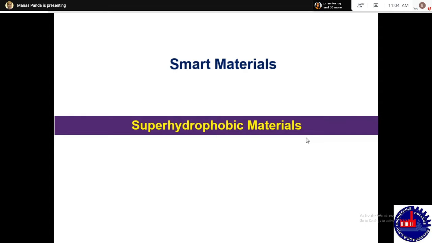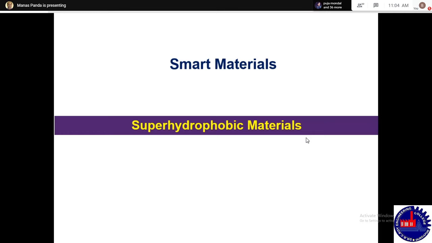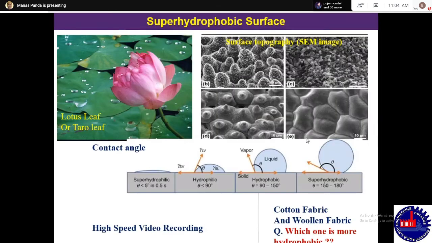Now coming to another interesting material, which is superhydrophobic material. Superhydrophobic material is another smart material which is very much relevant in our life. All the students, I will ask you to see how the water droplets behave on the lotus leaf, or even the taro leaves. Taro leaves means kochupata. So you have probably seen, when the droplet falls on that, it actually jumps out. It does not wet the surface.